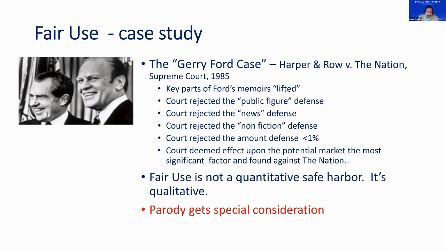And so the publisher, Harper and Row, sues the magazine The Nation for copyright infringement. And The Nation essentially uses fair use as its shield against this claim and says, no, we did everything that fair use allows us to do. He's a public figure. He's in the news. Our work is a work of nonfiction, and we only used a little bit, less than 1% of the whole memoir is what we reproduced in our magazine.